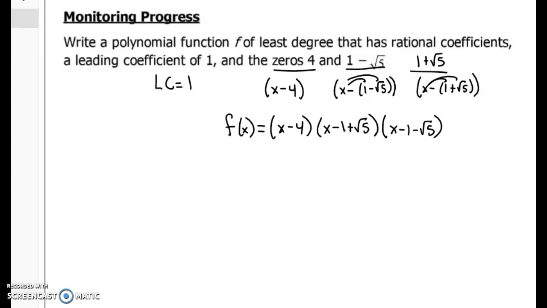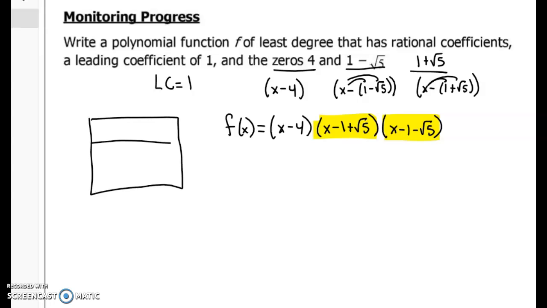Okay, so remember, when we're simplifying this by multiplying, we're going to multiply here the one that has our irrational number, the square root of 5 in there. Multiply those first. Every time it's going to make your job a lot easier. It would work the other way, but it's going to be a lot messier until it simplifies out at the very end. You're much better off doing it this way. Okay, so I have x minus 1 plus square root of 5, x minus 1 minus square root of 5.